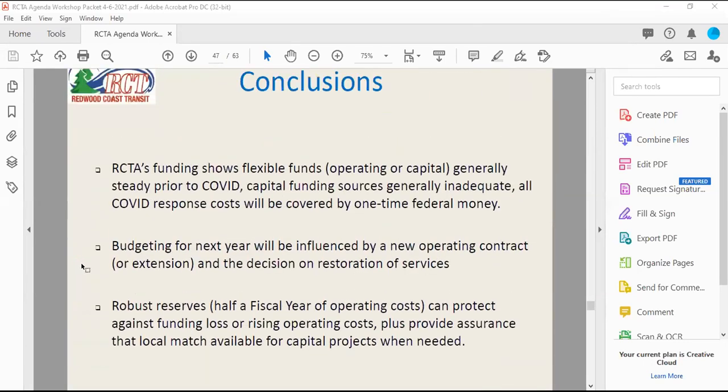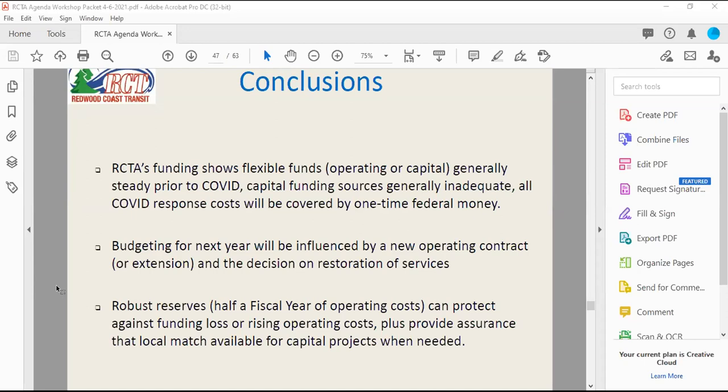Whoops, I guess we could go to the conclusion before we open it up. The flexible funding that we've got that can be applied both to operating and capital has been steady before this, and we're hopeful that it will get back to it. Capital funding sources are a little inadequate for some uses, and the COVID response costs will be covered by the federal funding for COVID relief. Budgeting for the next year, it's probably going to be a little drafty at first.